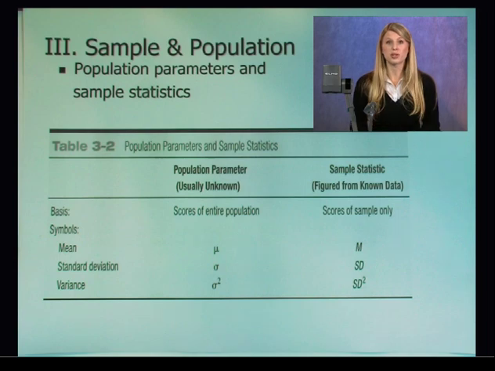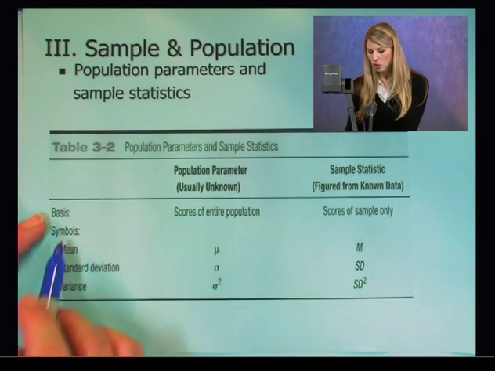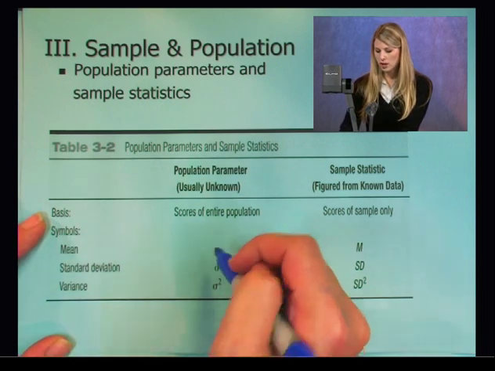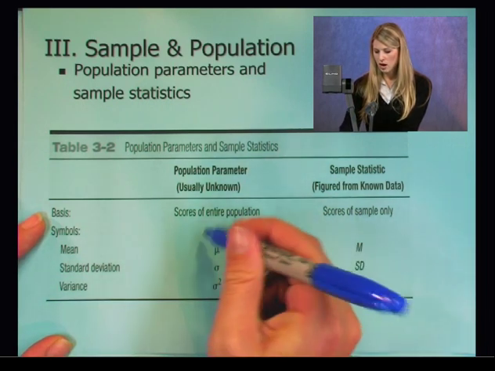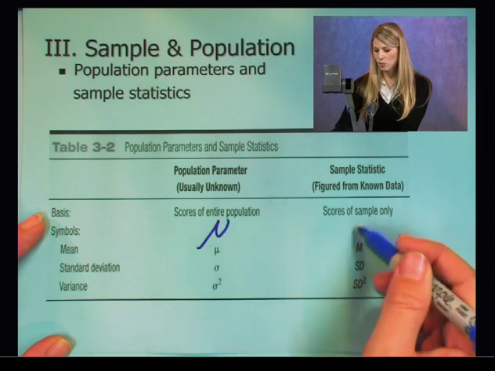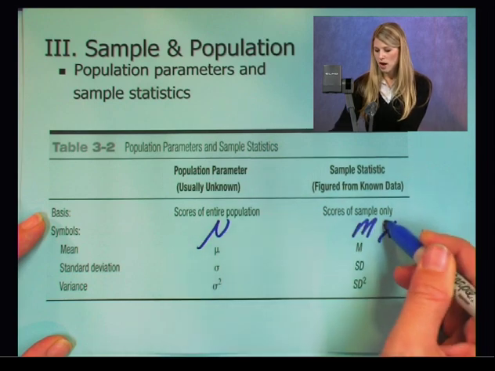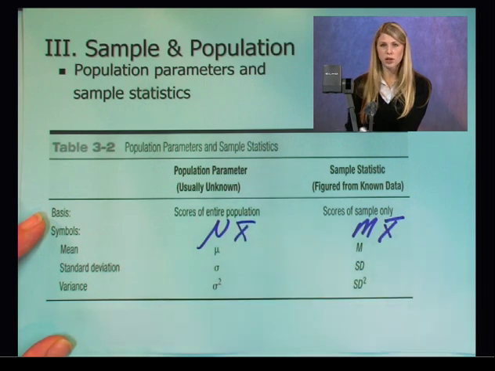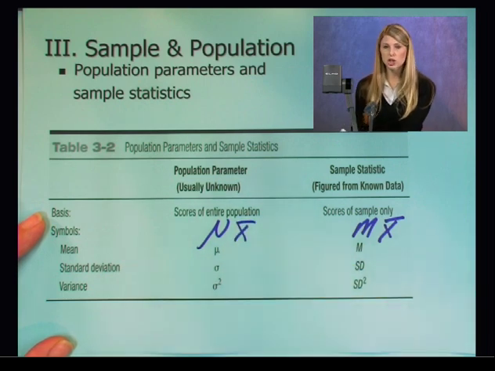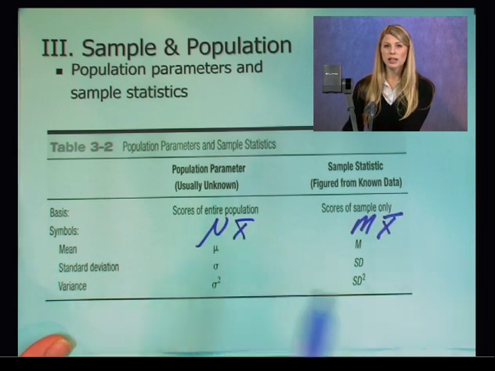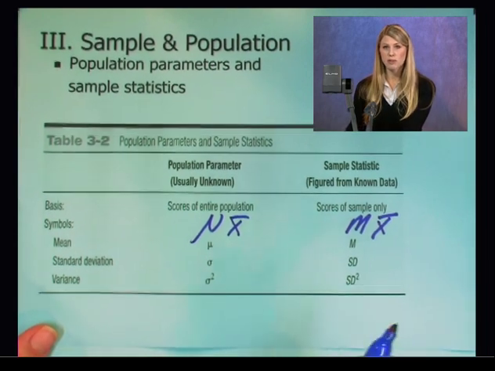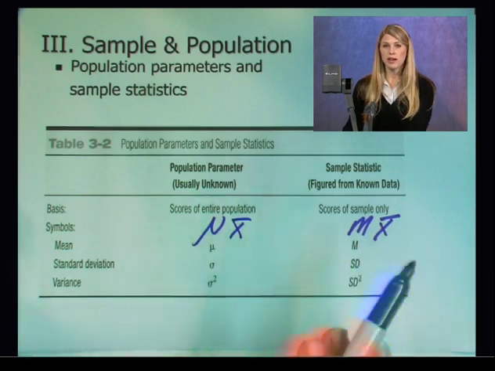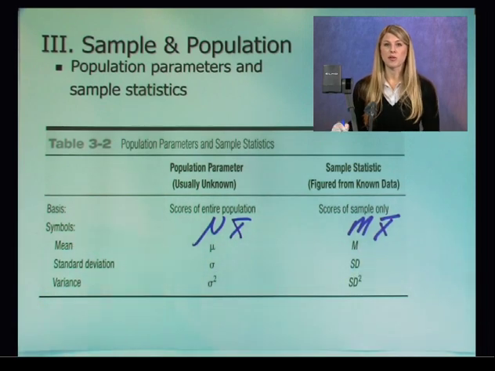What are the parameters of our population? Our symbols are also different. For the mean of a population, we use this mu. And for the mean of a sample, we either use m or a lowercase x bar. Sometimes uppercase x bar is used for the mean of a population. They are both calculated the exact same way. The formulas are the same. The only difference between these two is how we write this up and whether it came from a population or a sample.